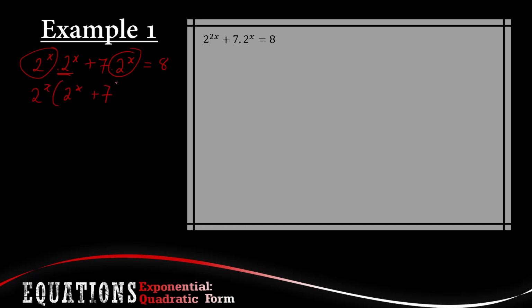Now, if this was a 0, that would have been fine, because then we could have just said this is equal to 0 or that is equal to 0 and solve them separately. But since this is equal to 8, that's not going to work. So we're going to have to come up with another plan.